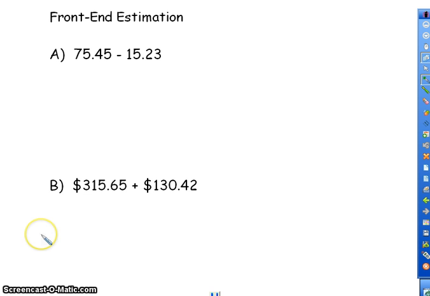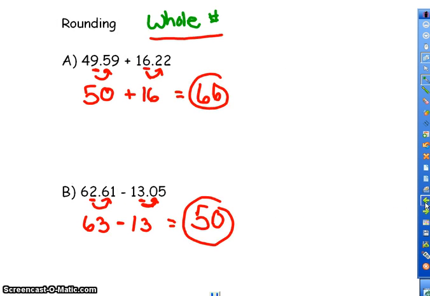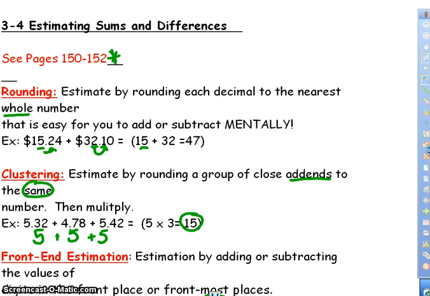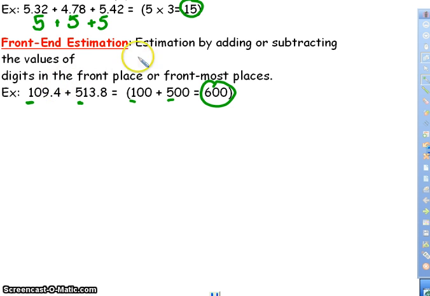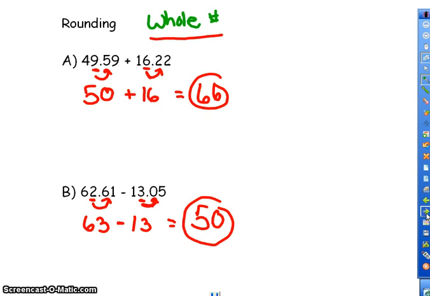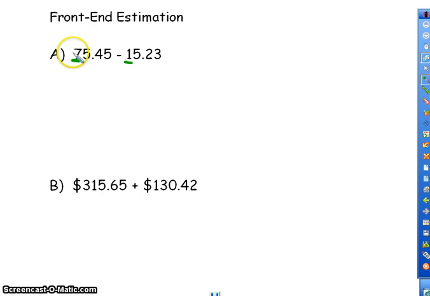Now for front end estimation, we're going to estimate to the number at the front. If I move back here, okay, in the front place. So estimate by adding or subtracting the values in the digit in the frontmost places. So you don't even have to round. You're just going to take the digits in the front. Now you have to keep the place value. So this is not a 7, it's a 75.